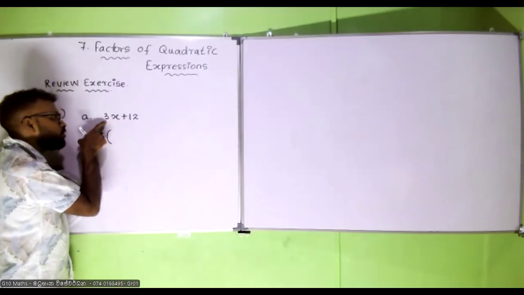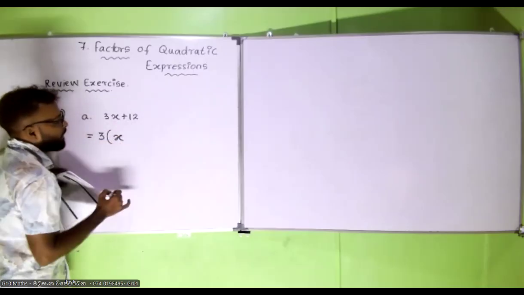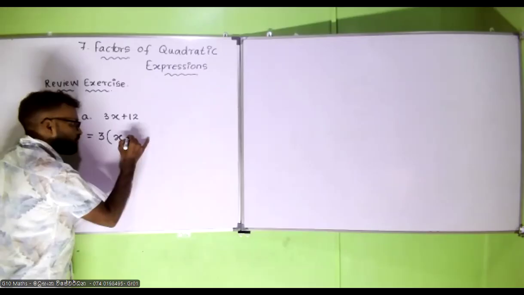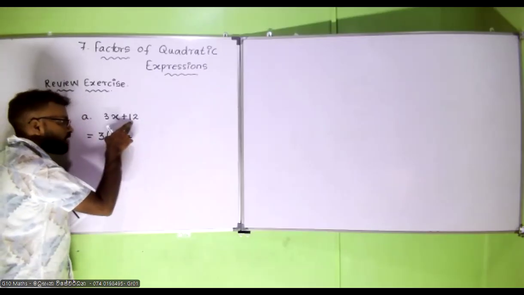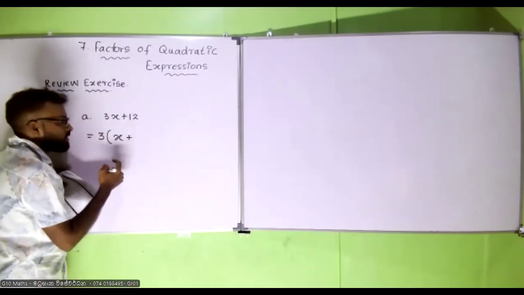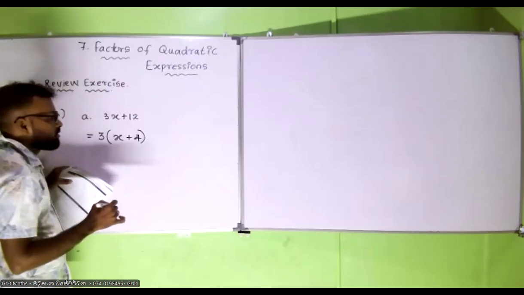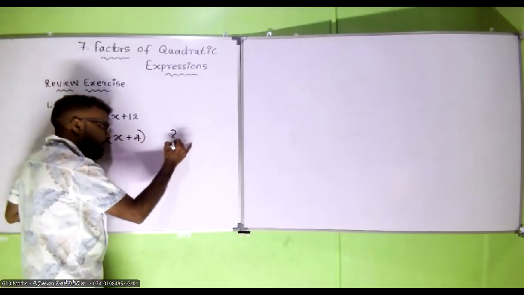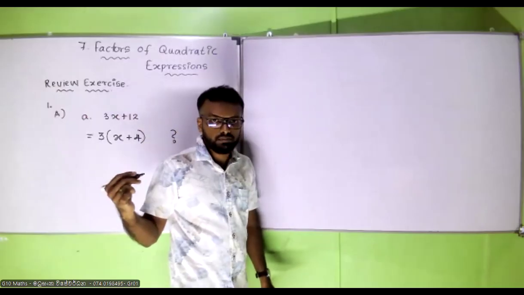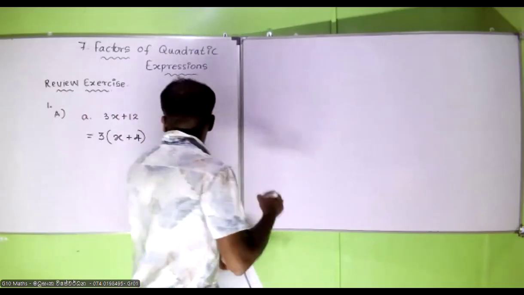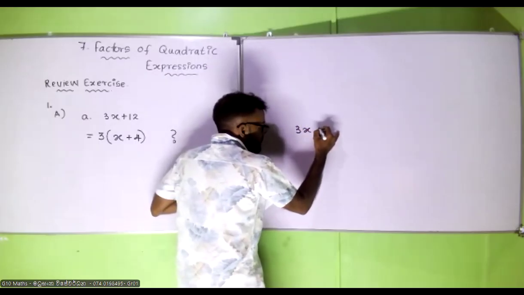What is the rest if you take 3 out? The rest term is x. Then plus. Here you have 12, and you are going to take 3 out from that, so the remaining number is 4. So the question is how this is built. This is the logic behind that.